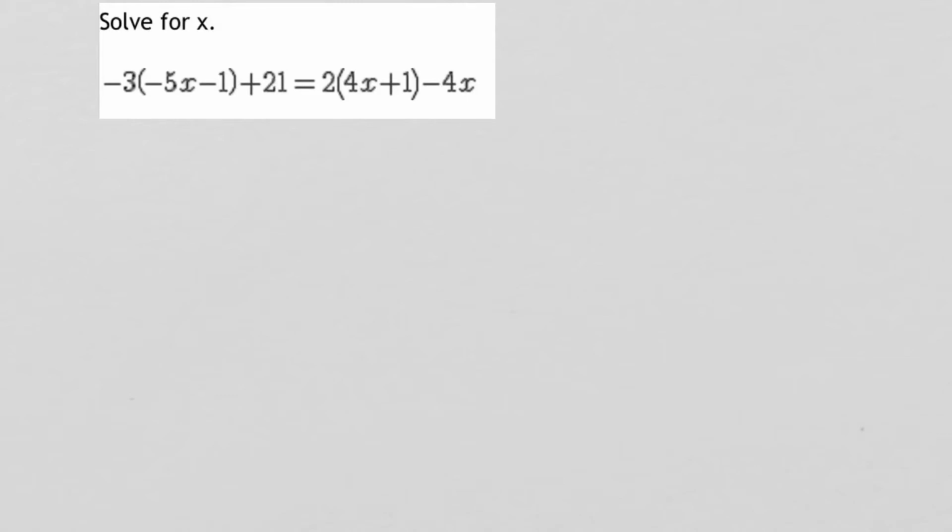In this short video, we take a look at solving linear equations that involve many steps. So let's begin. Solve for x. -3 times the quantity -5x minus 1, closed, plus 21 equals 2 times the quantity 4x plus 1, closed, minus 4x. Wow! There's a whole lot going on in this equation. Let me see if I can break it down for you.